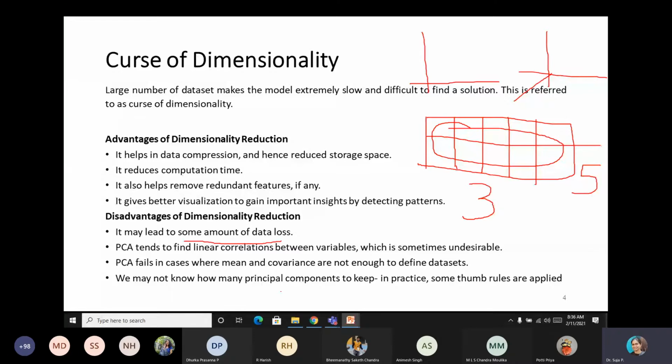And then we have to decide how many features we need. Okay, so some thumb rule we have to apply. Suppose if I want 4 features, I can have 4 features. If I want 5 features, then I can have 5. So it depends on how many features I have to retain, that we have to decide. So basically there are no standard rules, we have to decide.